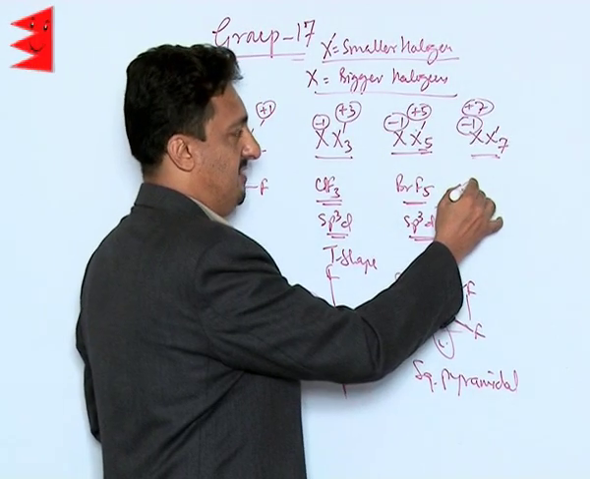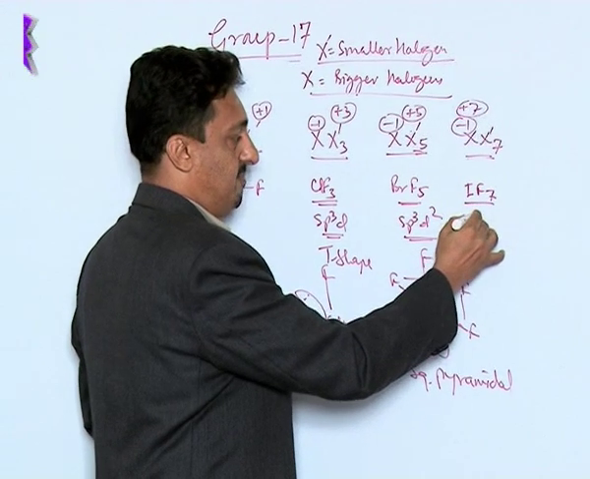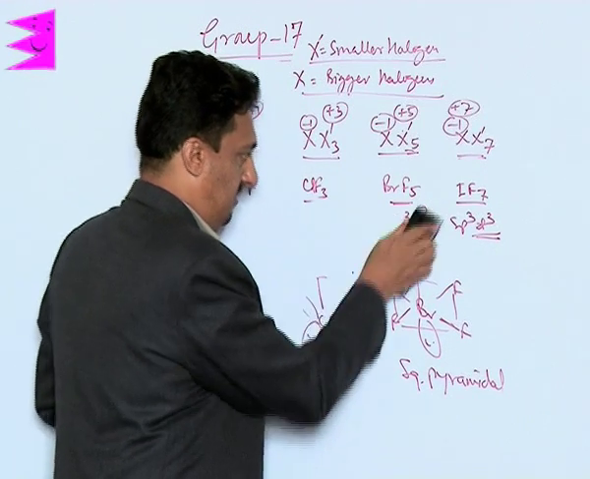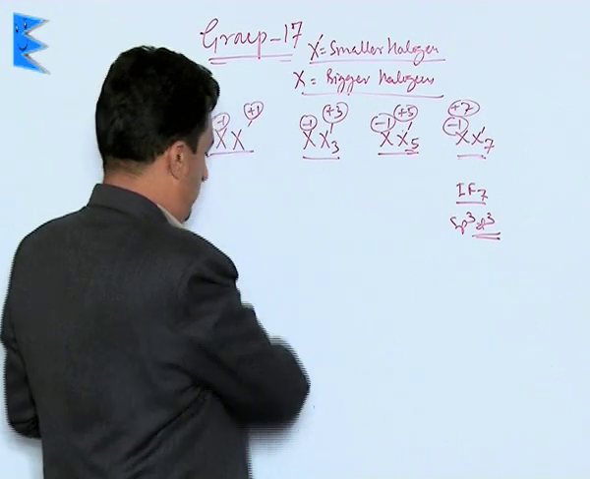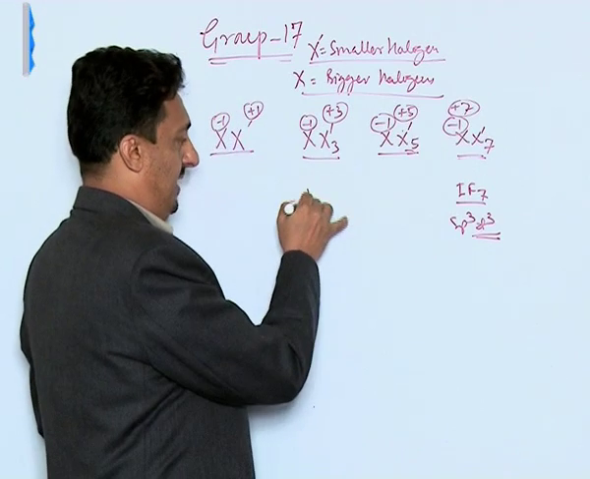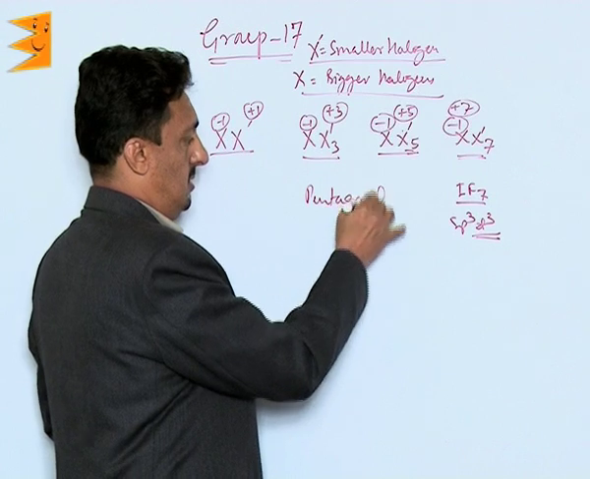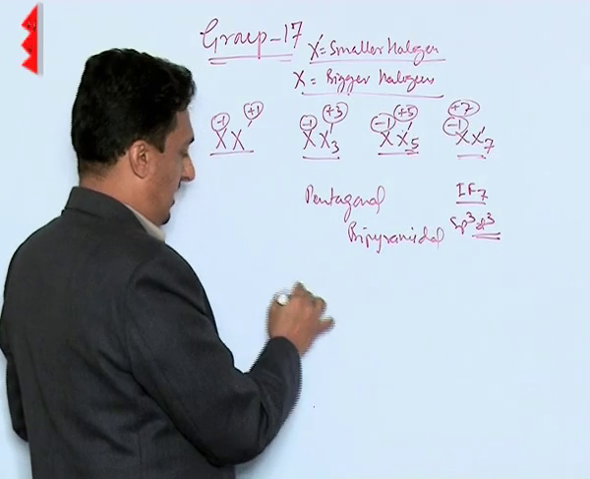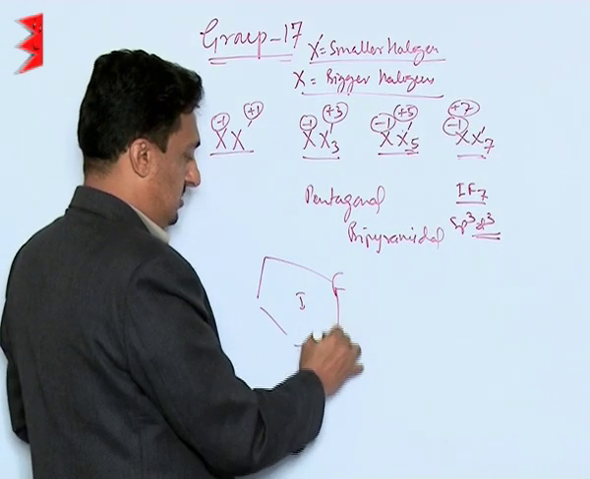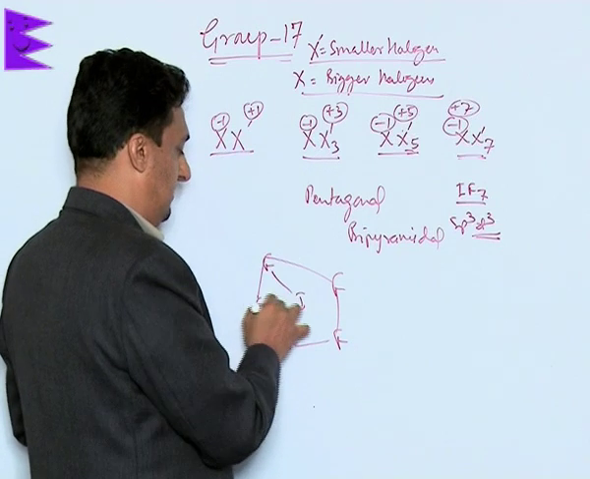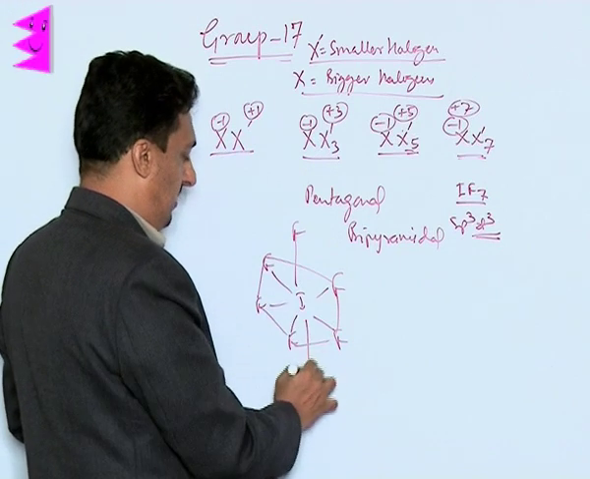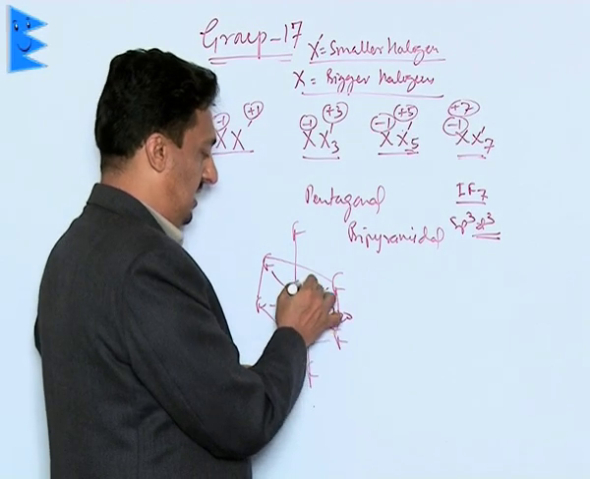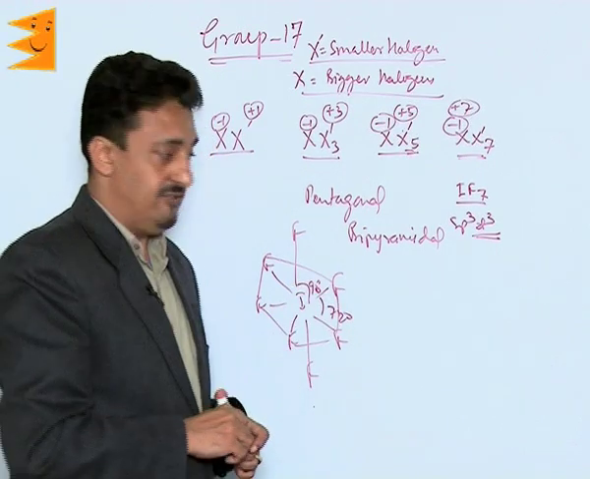Whereas in case of IF7, we know it's sp3d3 hybridized, and this is pentagonal bipyramidal. So it's iodine in the center, 5 fluorines at the equatorial positions, 1 above and 1 at the bottom. That makes it pentagonal bipyramidal with angles of 72 degrees and 90 degrees. So these are your interhalogen compounds.